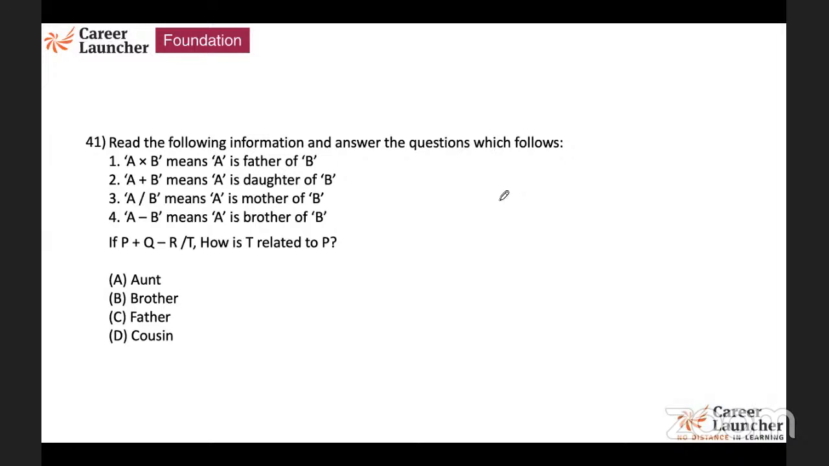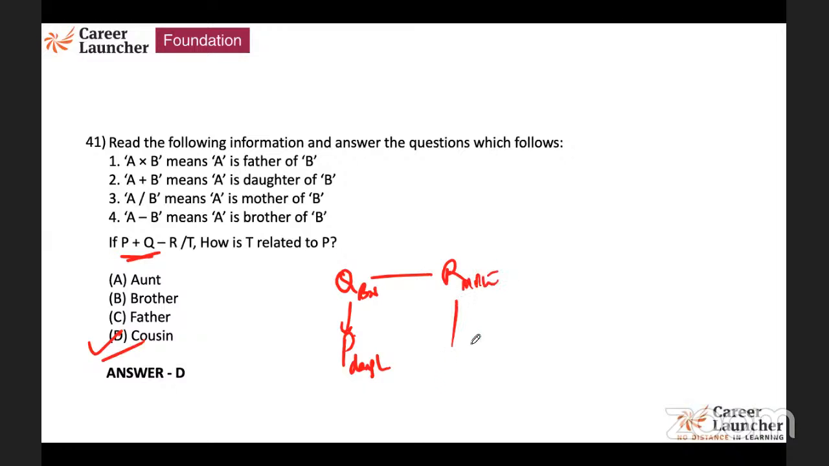Very correct, Abhinanda. Right, Pratik. The answer is cousin. A lot of you are getting it right. So P plus Q: P is the daughter of Q. Then Q minus R: Q is the brother of R. We still do not know. R divided by T: R is the mother of T. So, mother of T.